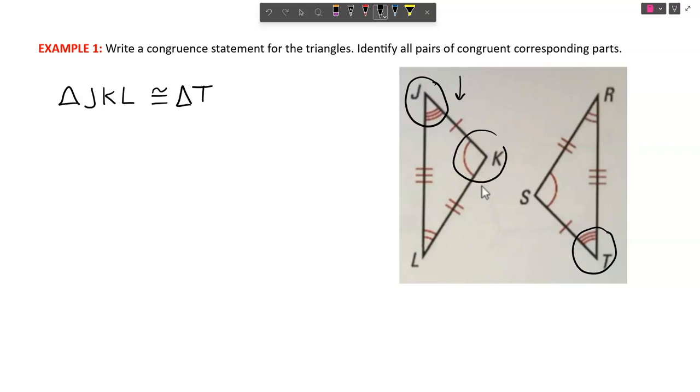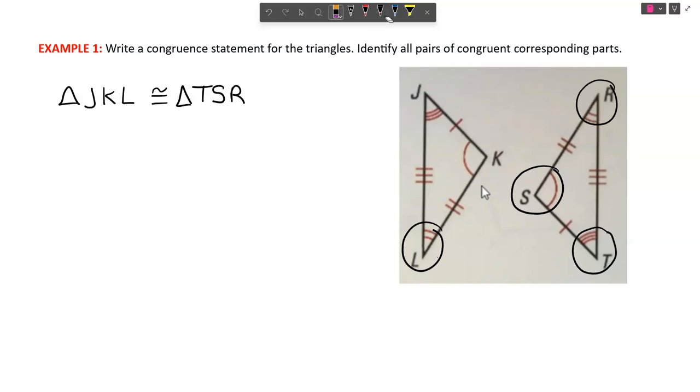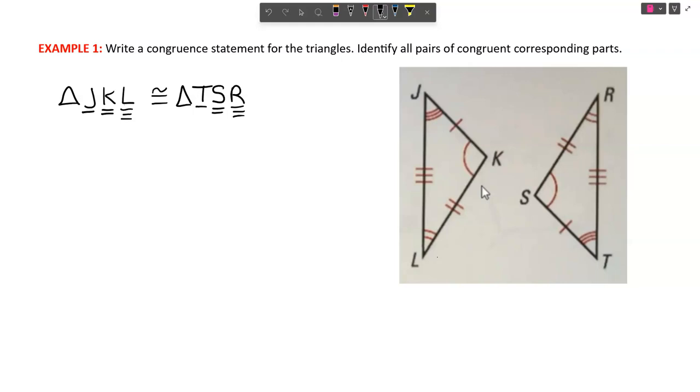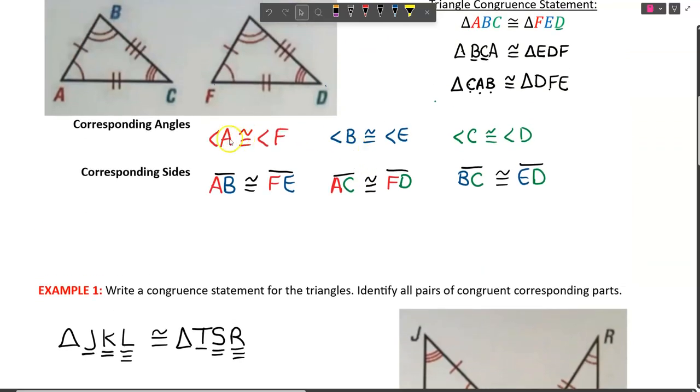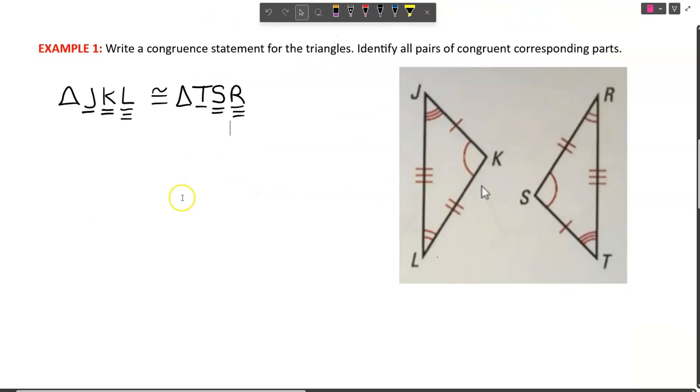What corresponds to angle K? Well, angle S, because they both have the single congruence mark. And finally, angle L would correspond to angle R. Now, I want to remind you one more time that you could have picked a completely different order, as long as J and T are in the same position, as long as K and S are in the same position, and lastly, as long as L and R are in the same position. Now, I would like you to pause this video now and identify our corresponding parts of this triangle. So there should be 3 corresponding angles listed and 3 corresponding sides listed. Go ahead and pause and try that out.